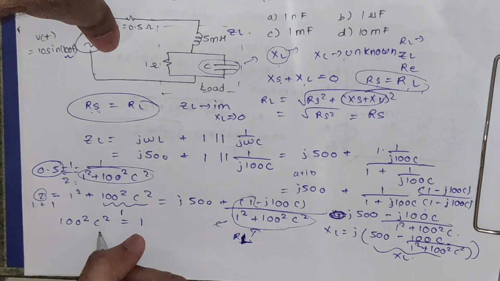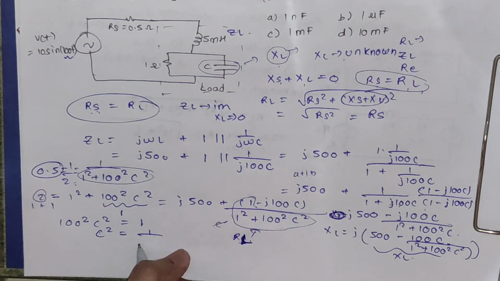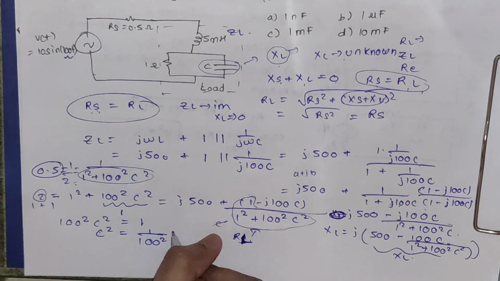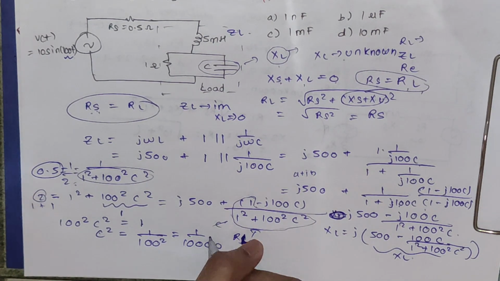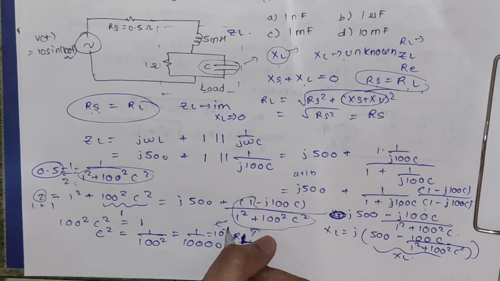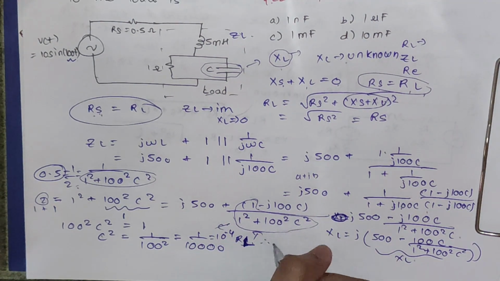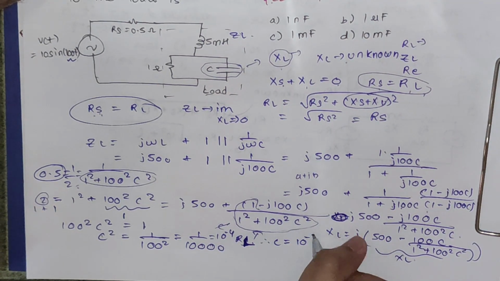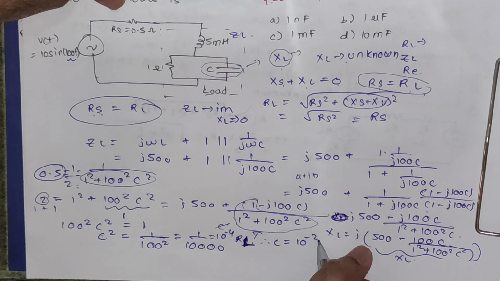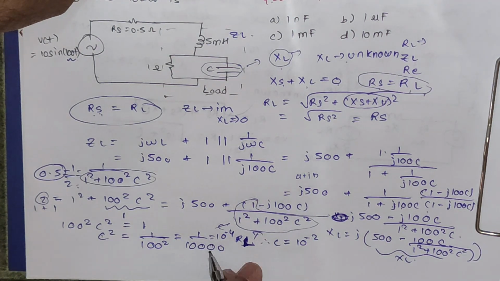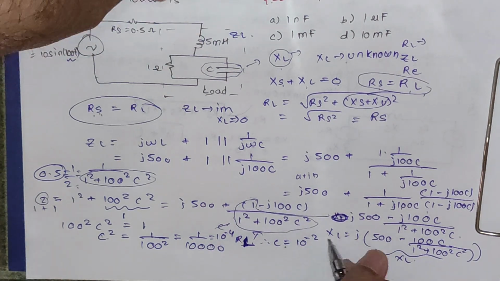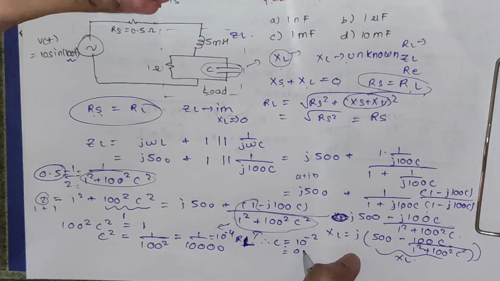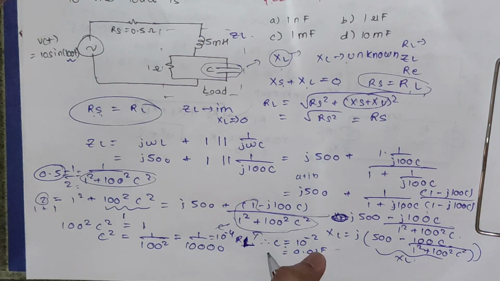So we will have C square as 1 upon 100 square, so it is nothing but 1 upon 10,000. It is nothing but 10 raised to minus 4. As you can see, this is C square, so C square is 10 raised to minus 4. So C will be nothing but 10 raised to minus 2. So here we have 0.01 farad as the value of capacitor.